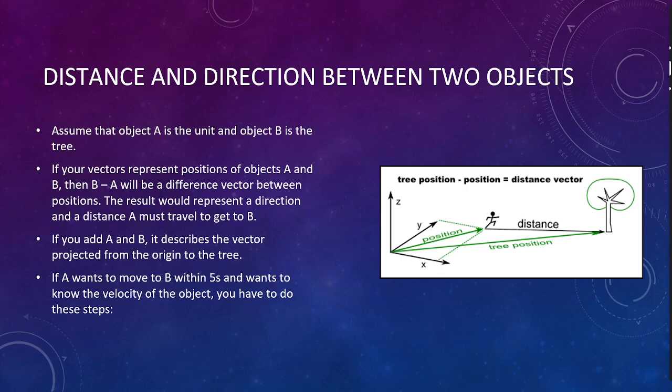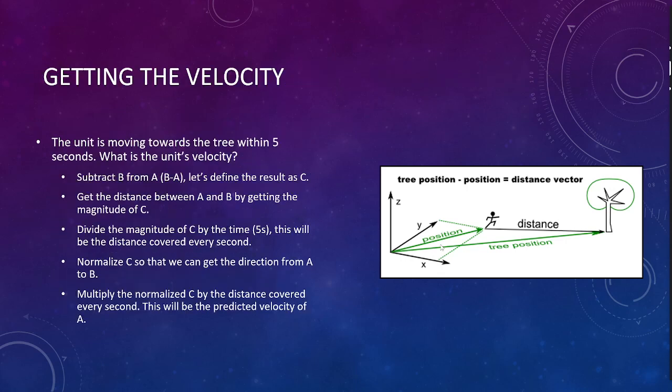So if you want A to move to B within 5 seconds and you want to know the velocity of the object, you have to do the following steps. The unit is moving towards the tree within 5 seconds. What is the unit's velocity? Una, you need to find the direction by subtracting A from B. B yung tree, A yung unit. That way, we know what direction the unit must be going to get to the tree. We get the distance between A and B by getting the magnitude of C.